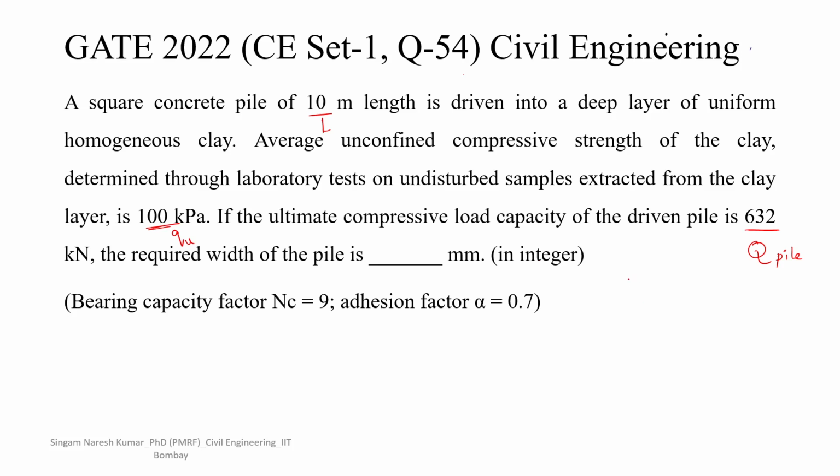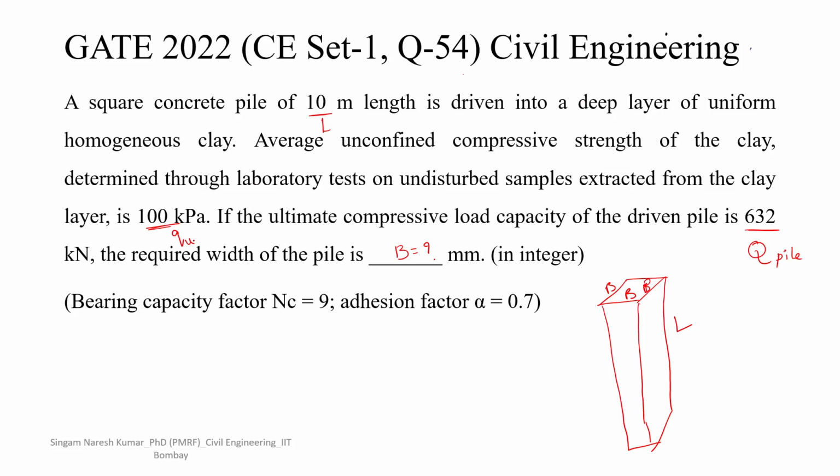A rough diagram I can show you here. It is not to scale, but it's okay. This is the length, and this is the width. Let us say this is B, because this is square, everywhere it is B, and this is the length. So we need to find out B here.